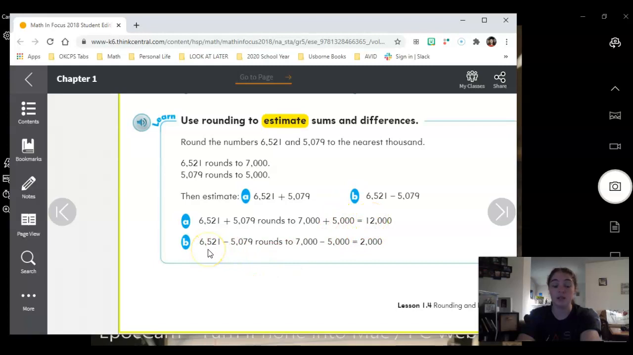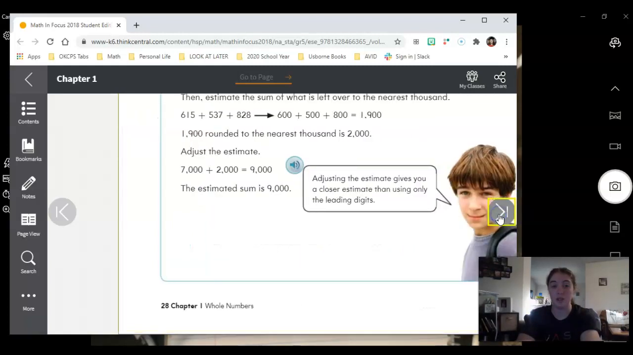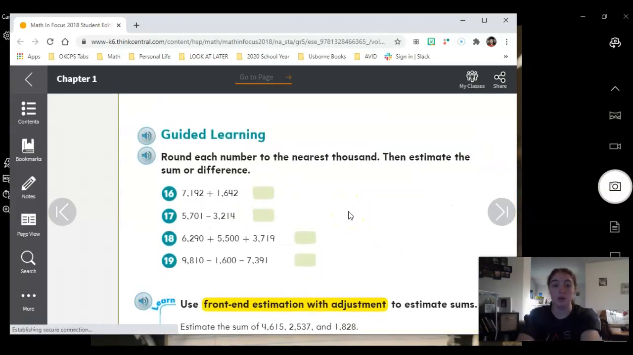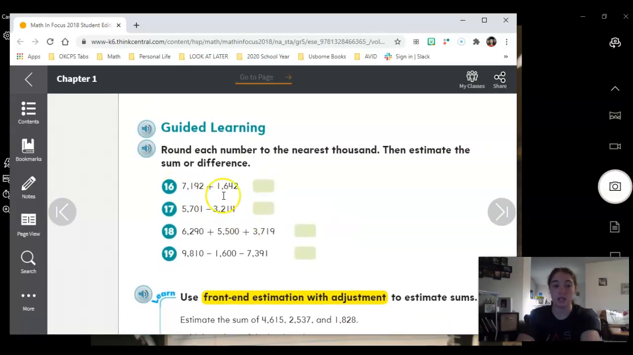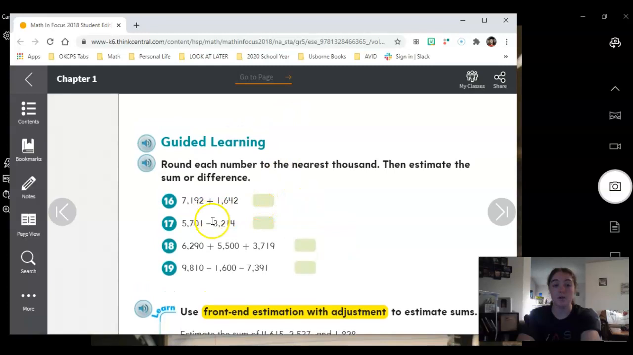Okay, so if we subtract it, it'd be the same thing. We round before we estimate. You have 6,521 minus 5,079. We know that it rounds to 7,000 because the 5 pushes the 6 up, and minus 5,000 because the 0 lets the 5 rest. It keeps it the same. So 7,000 minus 5,000 equals 2,000. So let's continue. Let's do a couple. So if we round each of these, let's go ahead and round them together and figure out what we have.